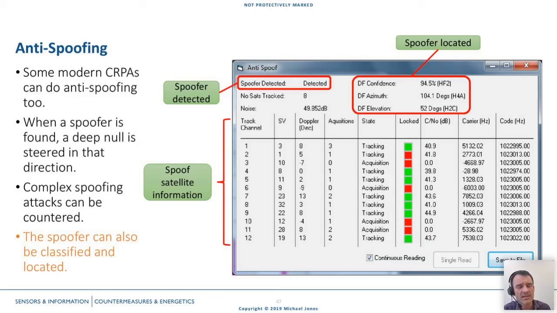And then what's it doing? It's looking at the direction of arrival of those spoof signals. And if it sees a lot of signals that are coming from either a similar direction or a direction that they shouldn't be coming from, then it can declare that to be a spoofing attack. So you can see at the top there, it's detected a spoofer. And then at the top right, you can see it's actually done some direction finding on that spoofer, and it gives you the azimuth and the elevation of it, telling you where that spoofer is, and a degree of confidence. It's 94% confident as to where that spoofer is. And we can then start to locate it and classify it and all those kind of things as well.